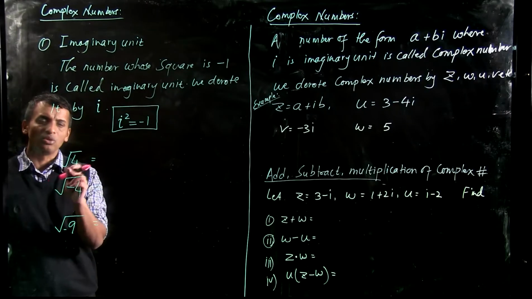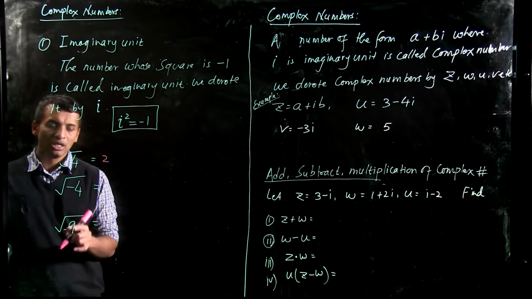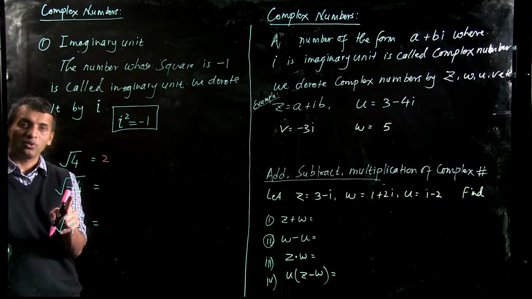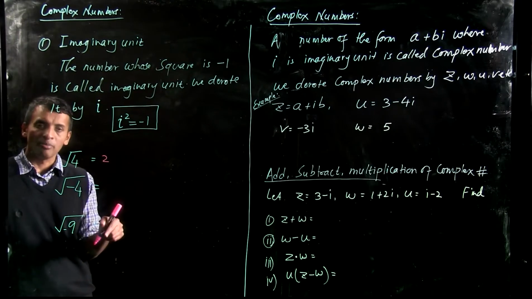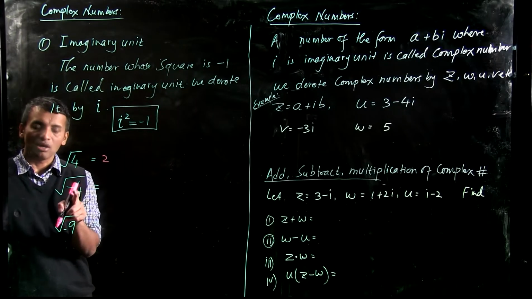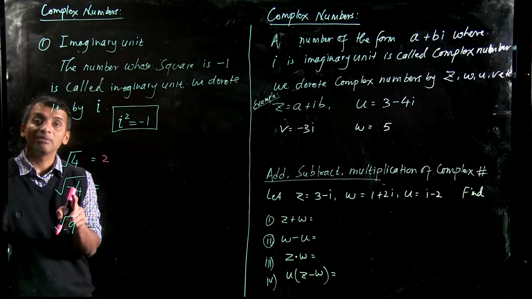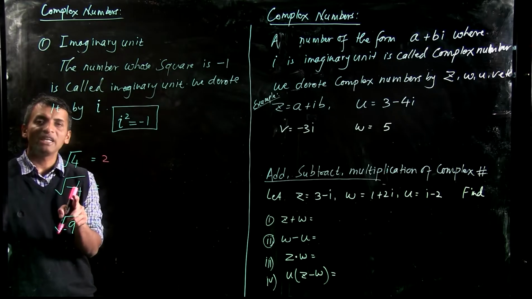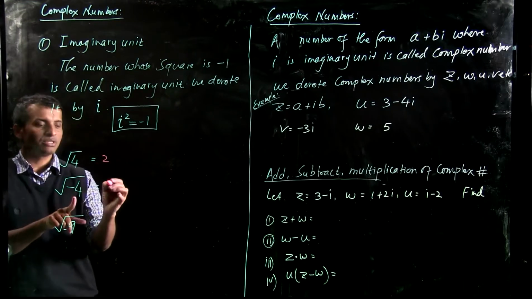What is the square root of 4? It is 2, straightforward, right? But we don't know what the square root of -4 is in the real numbers. It is not a real number, it is a complex number. When there is a negative number under the square root, it is not a real number, it is a complex number. So we're going to write this using i.